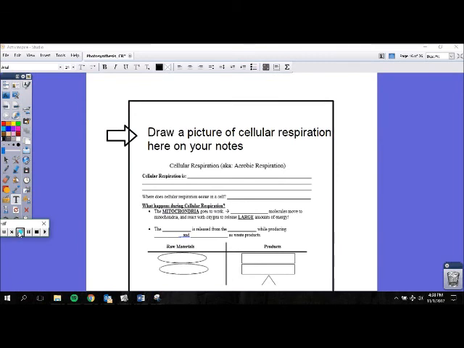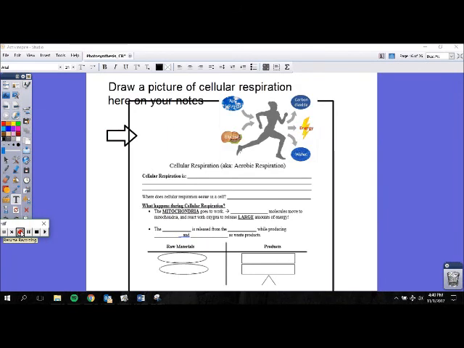Once you've filled in all of your notes, you will now draw a picture of cellular respiration at the top of your page, very similar to the one we did for photosynthesis. I have included an example for you. Obviously, y'all know I can't draw, so drawing somebody running probably wouldn't be my choice. You can draw a stick figure if you want to.